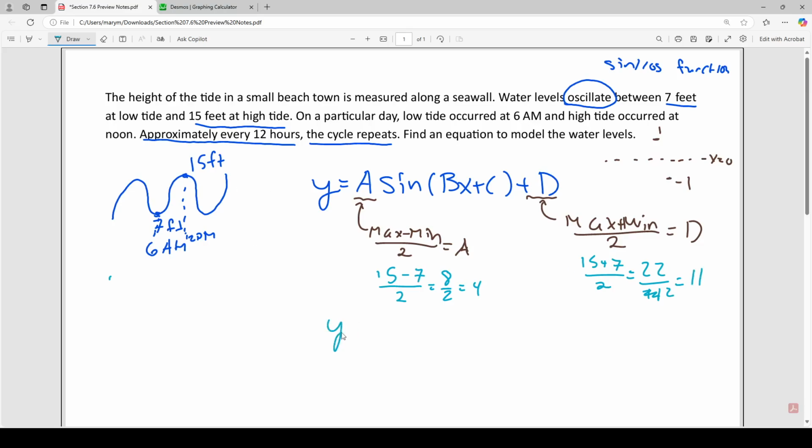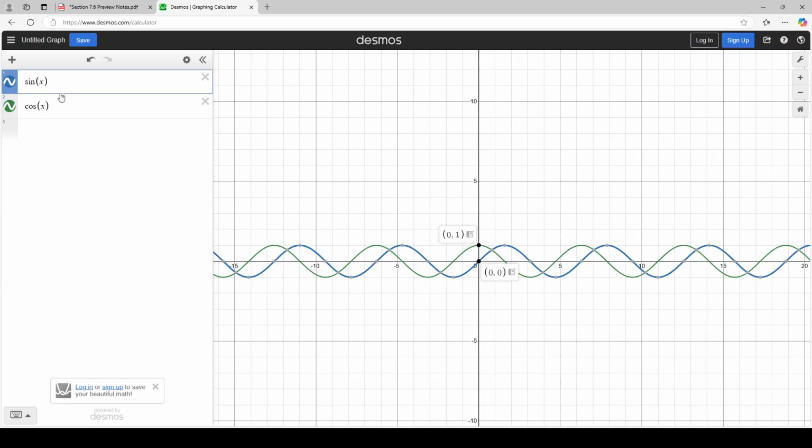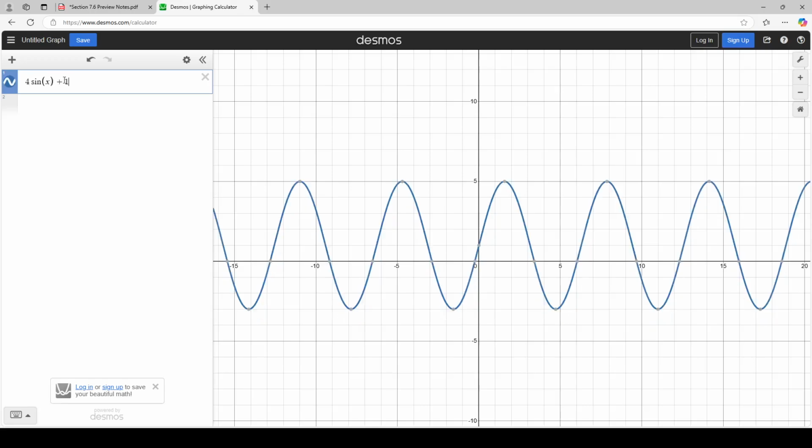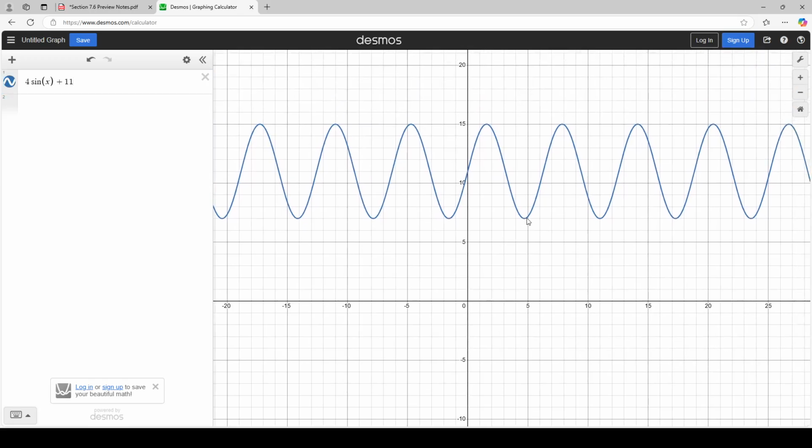So we've already figured out this should take the form of y is equal to 4 sine something multiplied by x plus c, plus 11. And we probably want to do a quick sanity check and make sure that this is looking the way that we expect. So if we have 4 sine x plus 11, we can already see that this is shifting between a low tide at 7 and a high tide at 15.